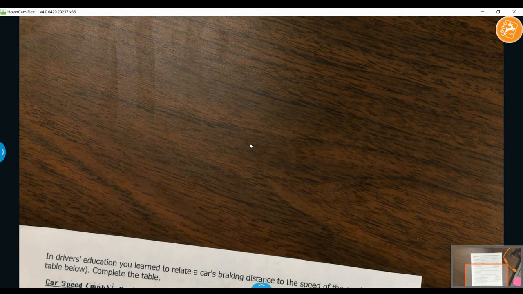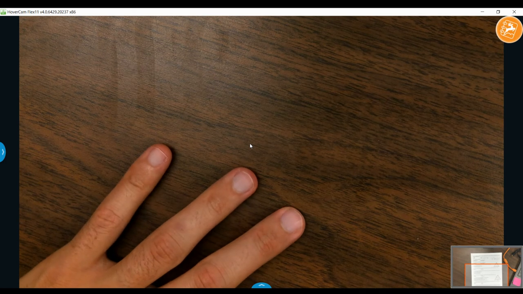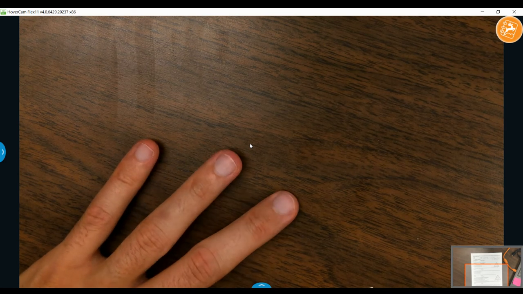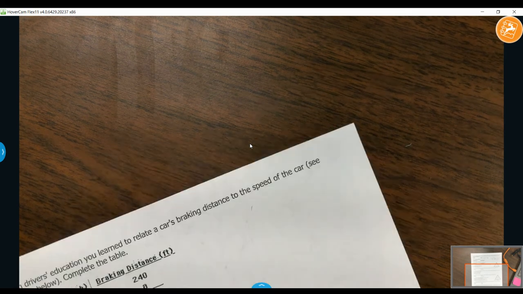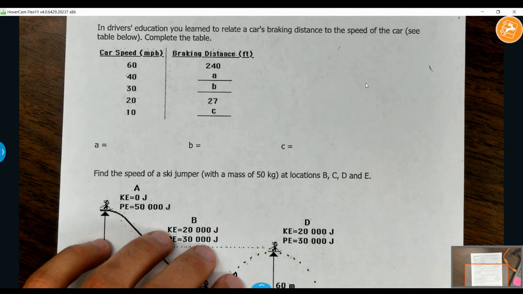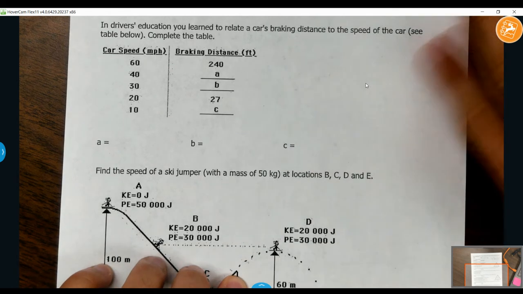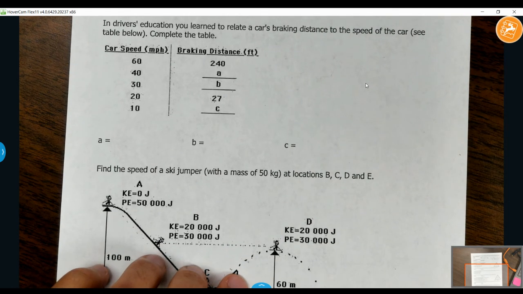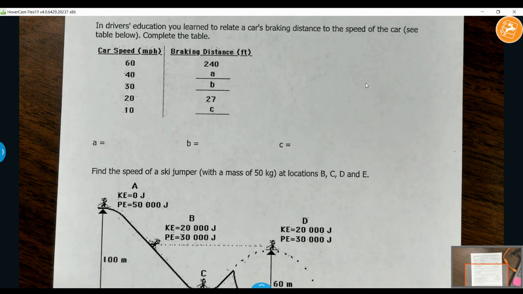Now on the back side, all right, so how would we go about solving this? There's 2 ways. There's 2 ways. So let's take a look at one of them.